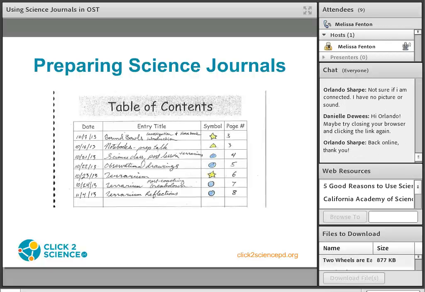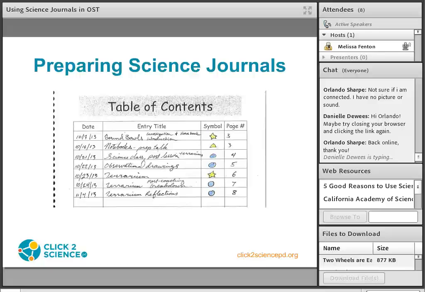So first you would want to decide on the type of journal you want to use. We talked about either the structured science journal, we have an example of that in the files to download pod, as well as a blank science notebook. So if you do decide to use blank notebooks, you will need to spend some time with youth numbering the pages, creating a table of contents, similar to the one that I have here on my slide, and discussing what the entries will look like.